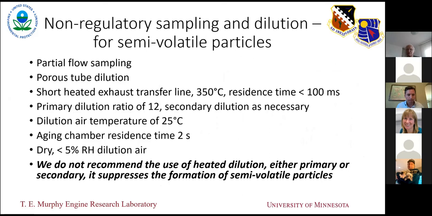Recommendations for non-regulatory sampling and dilution for semi-volatile particles. We recommend partial flow sampling, porous tube dilution, short heated transfer lines with short residence time, a primary dilution ratio around 12, which tends to give you a big nucleation mode, and secondary dilution as necessary to be compatible with the instrument and freezing particle physics. Dilution air temperature should be low, 25 degrees, both primary and secondary. Aging time around 2 seconds seems to give good consistent results. And as a practical matter, even though relative humidity makes a difference, it's just easier to use dry dilution air.